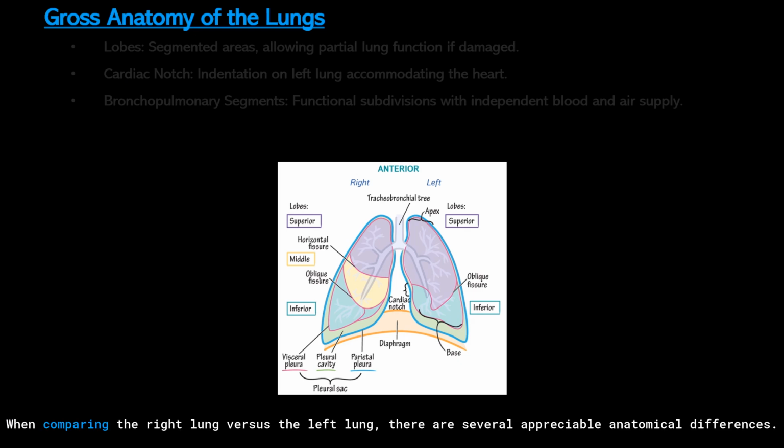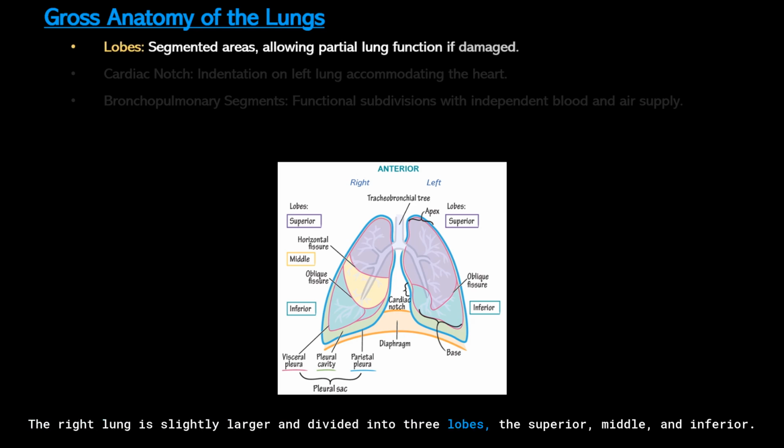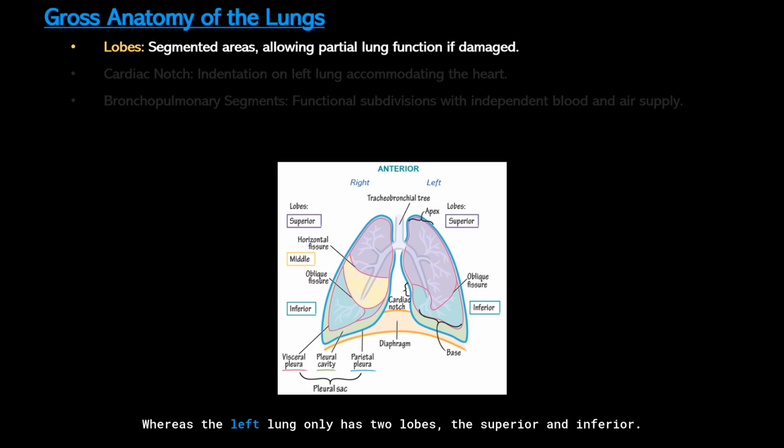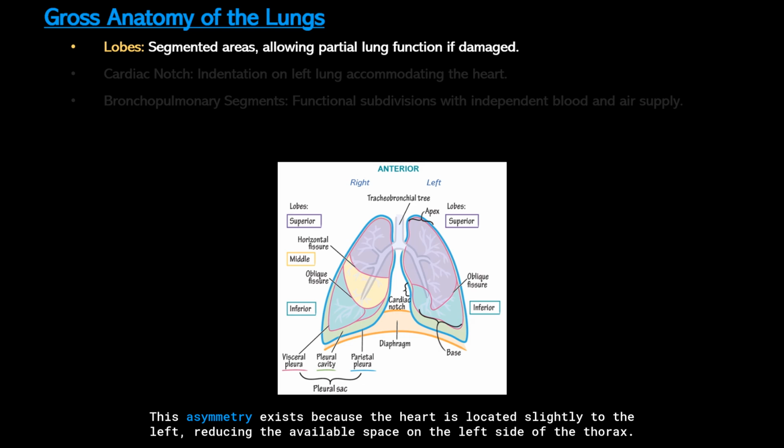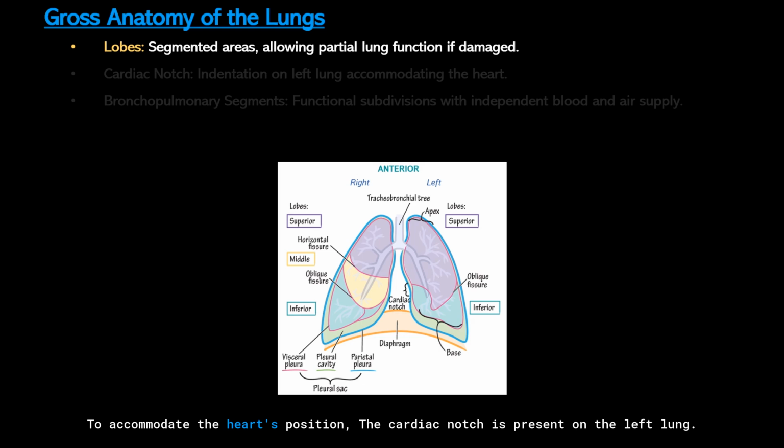When comparing the right lung versus the left lung, there are several appreciable anatomical differences. The right lung is slightly larger and divided into three lobes, the superior, middle, and inferior, whereas the left lung only has two lobes, the superior and inferior. This asymmetry exists because the heart is located slightly to the left, reducing the available space on the left side of the thorax. To accommodate the heart's position, the cardiac notch is present on the left lung.